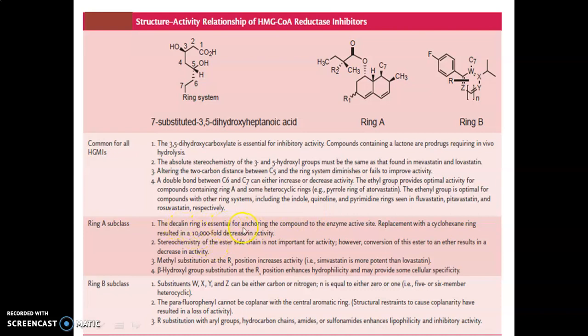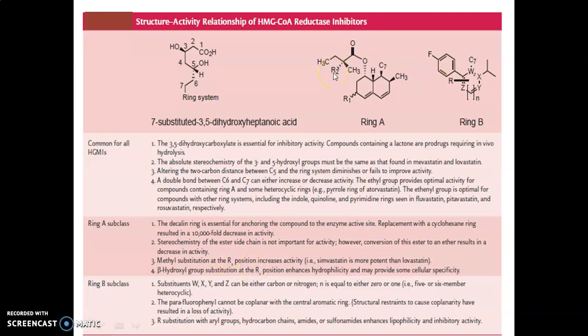The decalin ring is essential for anchoring the compound to the enzyme active site. Replacement with a cyclohexane ring results in a 10,000-fold decrease in activity. So if we change this ring, a decrease in activity happens. Stereochemistry of the ester side chain is not important for the activity. However, conversion of this ester to another ester results in decreased activity. Methyl substitution at the R2 position. This is the R2 position.